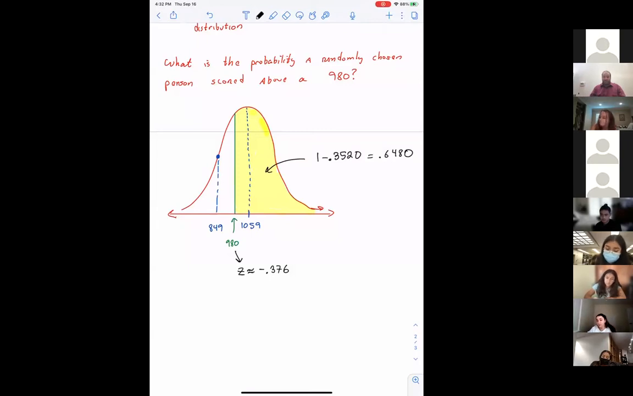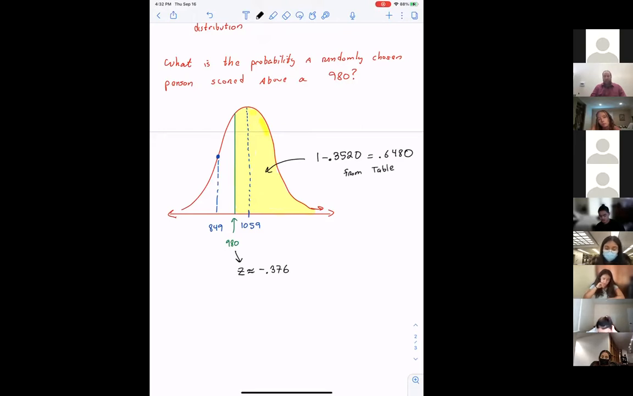Of course, it's only ballpark. Even 0.648 is only an approximation because it wasn't negative 0.38. It was negative 0.3761904762. And unfortunately, my table can't be that accurate. So this is what we get from a table.